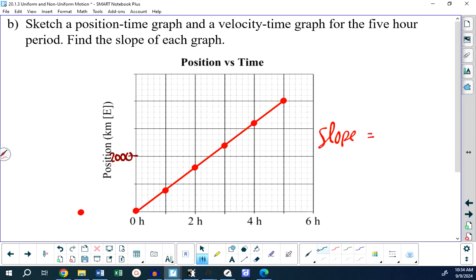I'm not going to spend class time here picking 2 points on that line and doing rise over run. What will the slope be? 800 kilometers per hour. And this is what a position time graph looks like for uniform motion, which is what this plane is doing. Really straightforward.